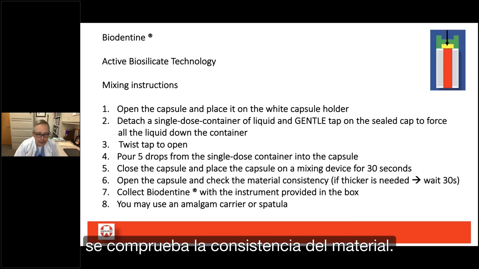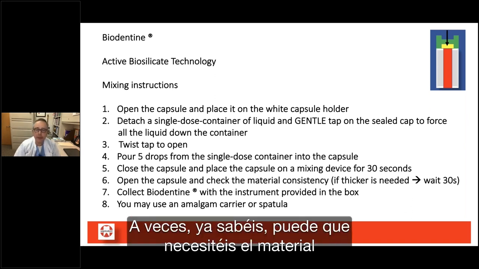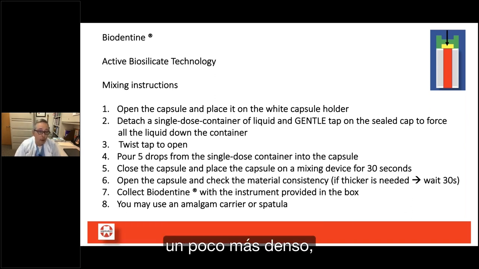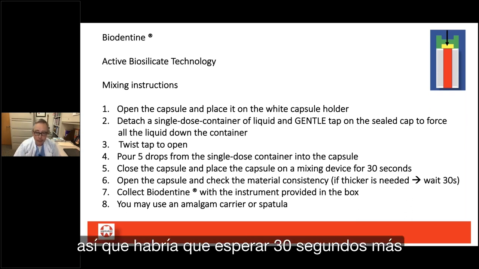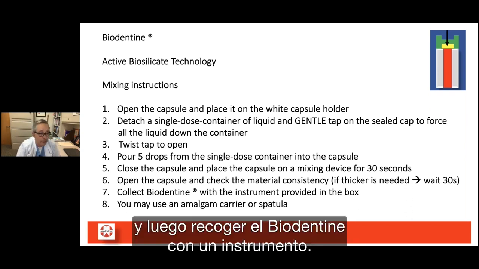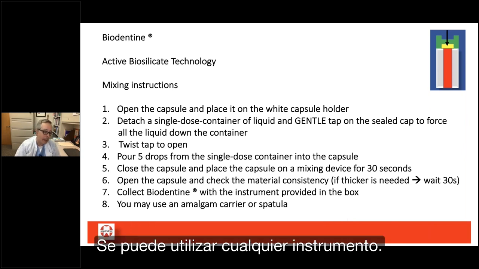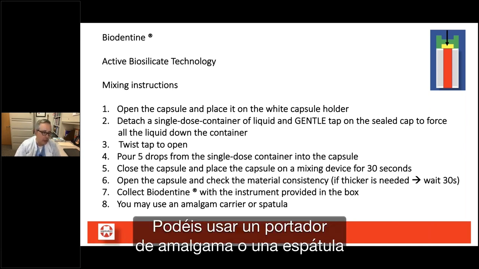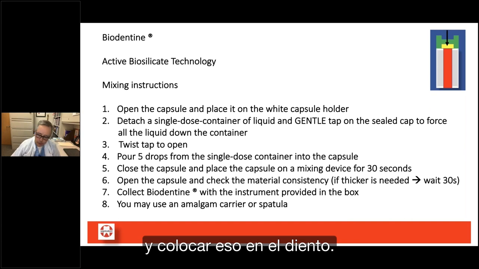And then after 30 seconds in the amalgamator, you open the capsule and check the material consistency. Sometimes you may need the material a little bit thicker, so you wait 1 more 30 seconds, and then you collect the Biodentine with an instrument. Any instrument really can be used. You can use an amalgam carrier or a spatula, and you put that in the tooth.